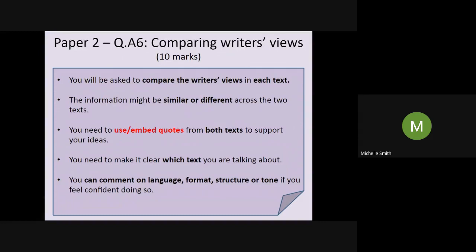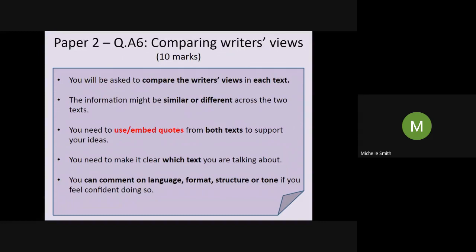Now, in this question, you can talk about language, you can talk about format, you can talk about structure, you can talk about tone, you can talk about anything you want really, as long as you feel confident doing so. But remember, there is no point in just picking out language features or feature spotting. You know, oh, Dickens uses a metaphor. You're not going to get any marks for knowing a metaphor is a metaphor. You're going to get the marks for explaining what that metaphor means. Okay, because that's you inferring meaning, showing that you understand what you've read, and that's what you're getting the marks for in this question. So we're going to compare the writer's views across two texts.